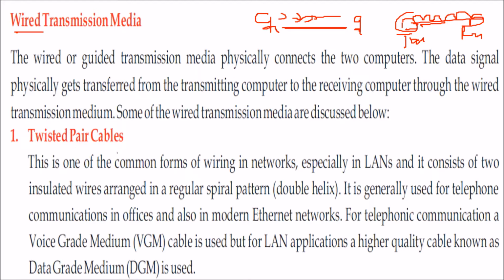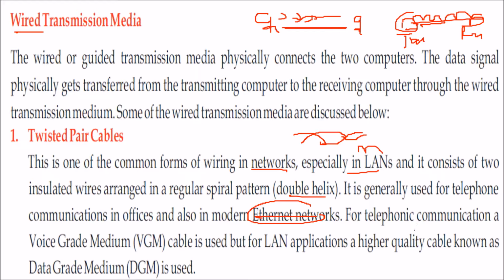Twisted pair cable is the basic one, and this is the common form of wiring you find in networks, especially in local area networks. It consists of two insulated wires, and they form a spiral pattern like this, in the form of a double helix. It's generally used for telephone communication in offices and also in modern Ethernet networks. This Ethernet and all which we are going to see are all IEEE standards.